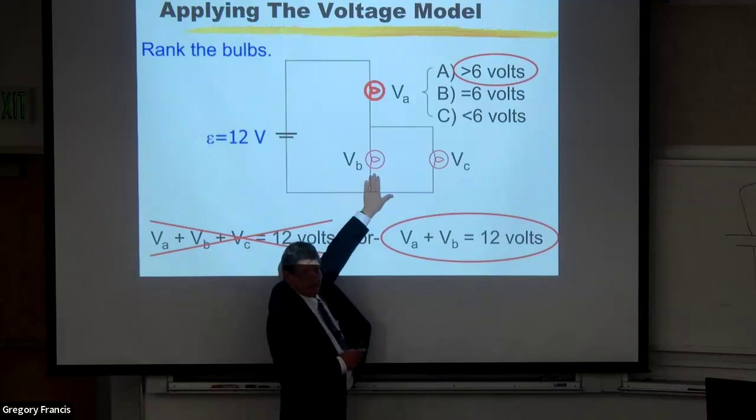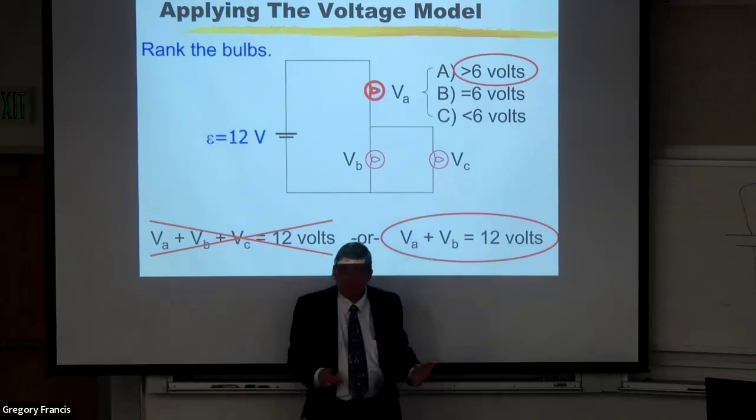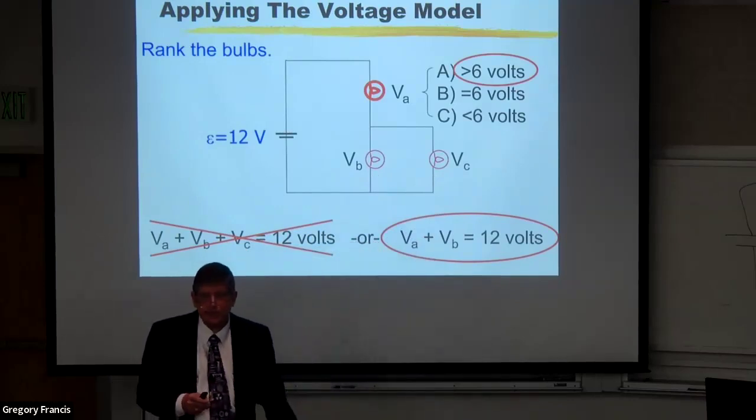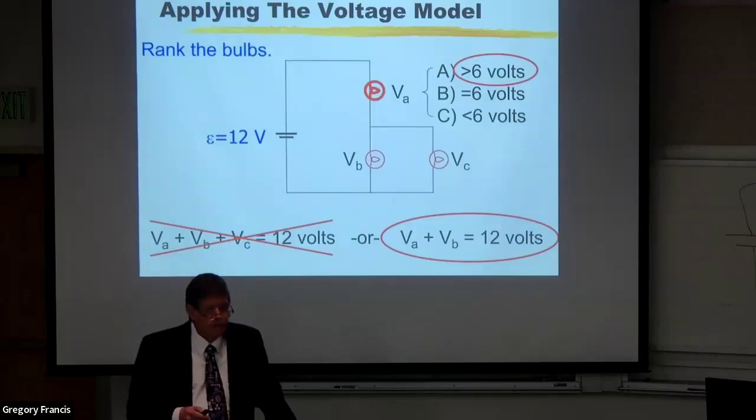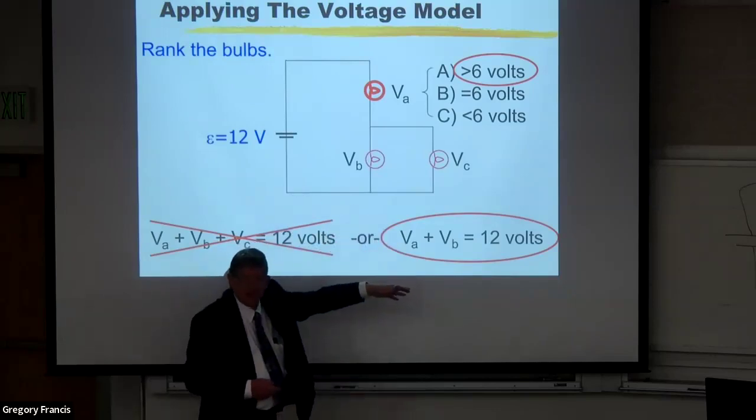How many volts does B have? 4. How about C? Whoa. 8 plus 4 plus 4, that's 16. Whoa. Can it be more than 12? Yes, yes, it can. It has to be 12 along any single path.